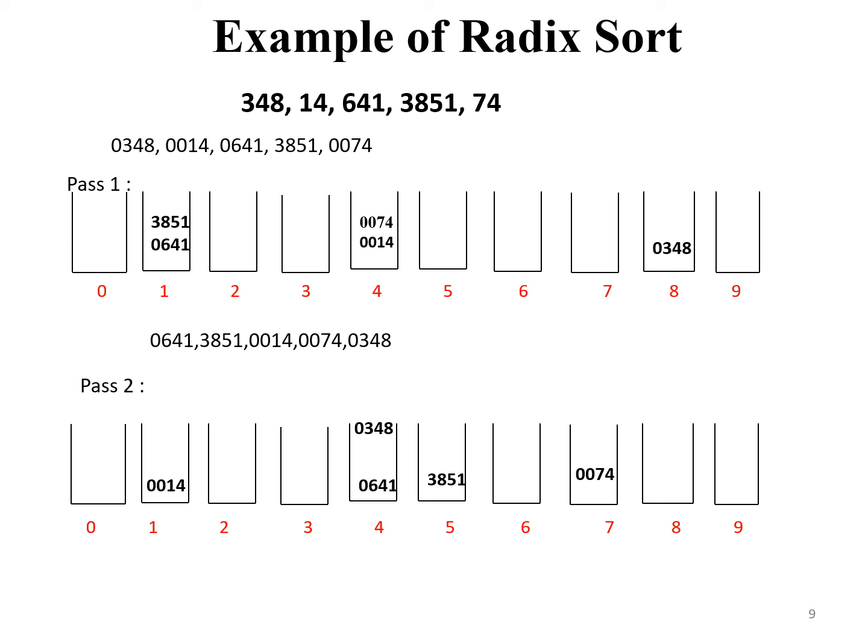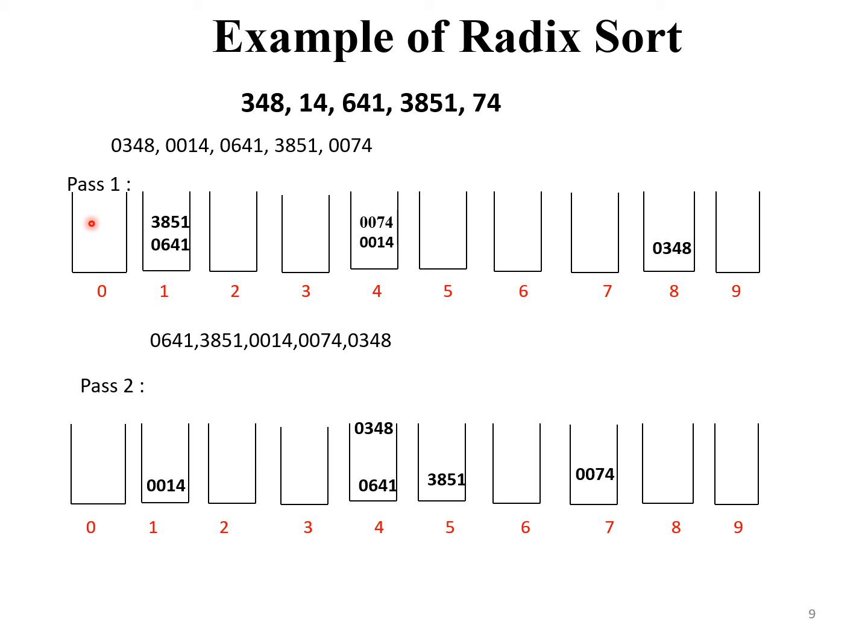Example of radix sort. The given list is 348, 14, 641, 385, 3851 and 74. We sort this list in ascending order using radix sort. Here the maximum, meaning the largest number, is 3851. This number contains 4 digits. That's why the passes required is 4.